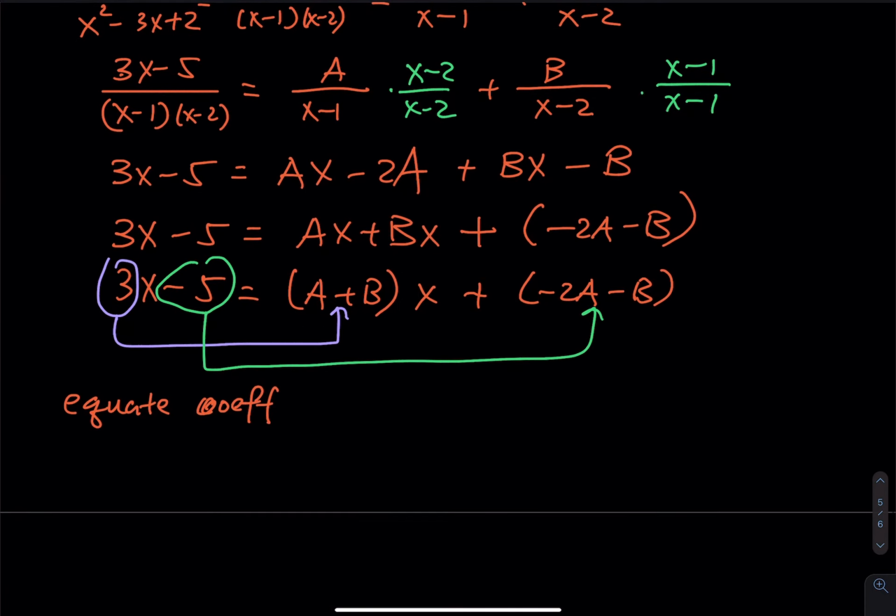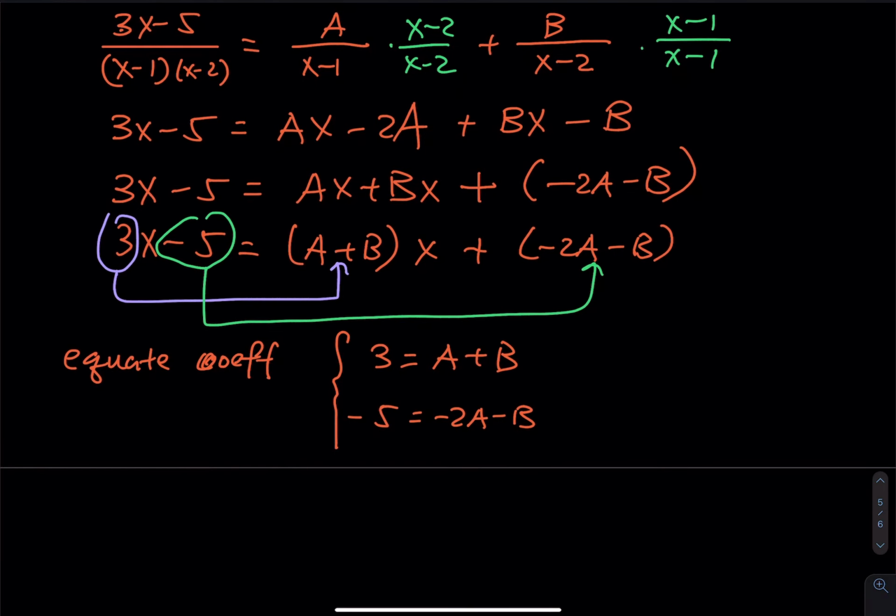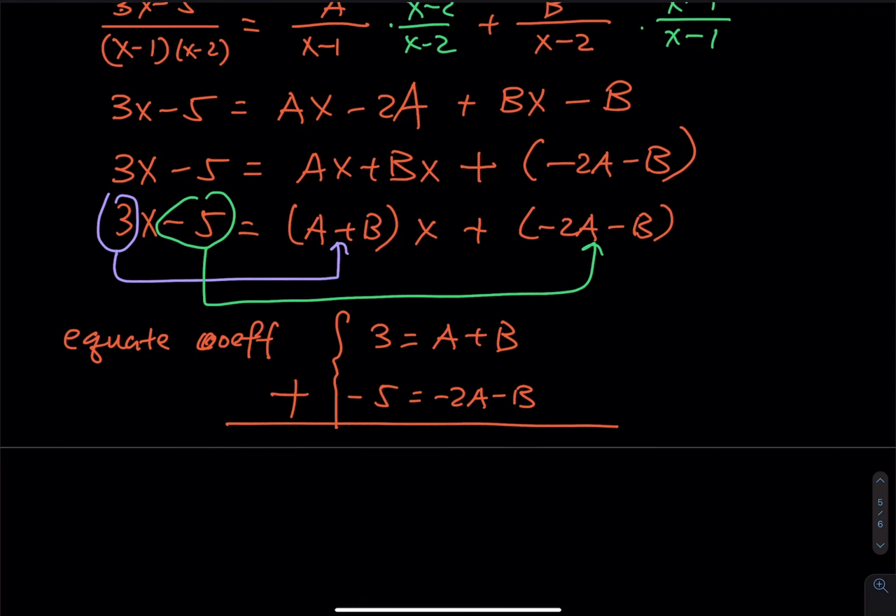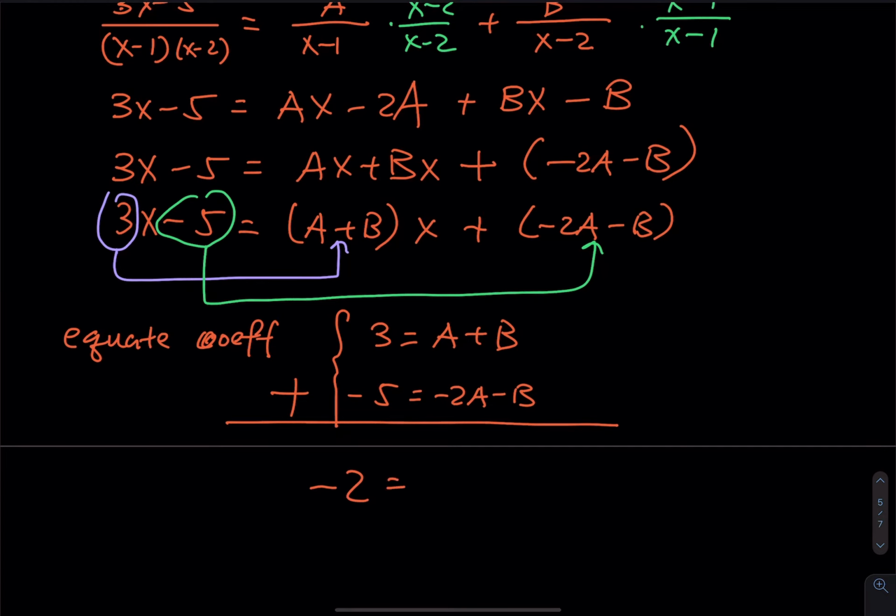So we have a system. 3 equals a + b, and then negative 5 equals negative 2a minus b. And then you have to solve this system. Whew. Okay, let's add them. 3 plus negative 5 equals negative 2. Negative 1 plus negative 2 equals negative 1. The b and negative b are gone, so you have a equals 2. And then when a equals 2, 3 equals 2 plus b, and then clearly b equals 1.